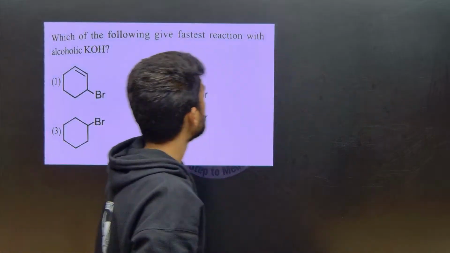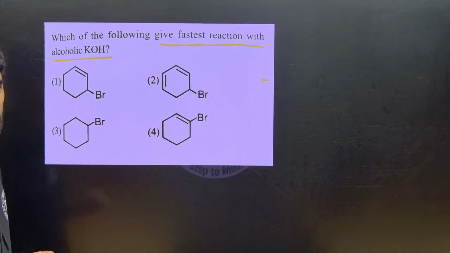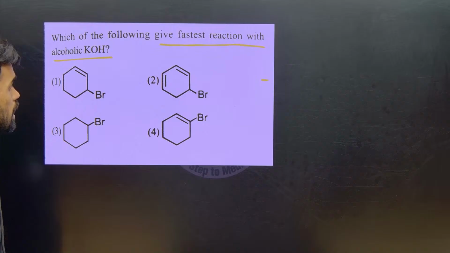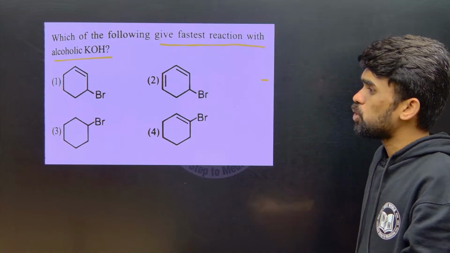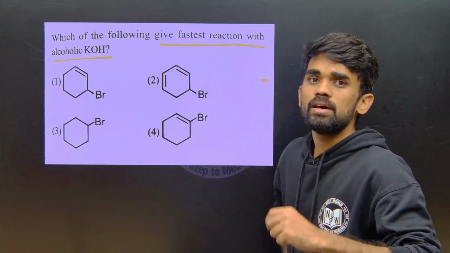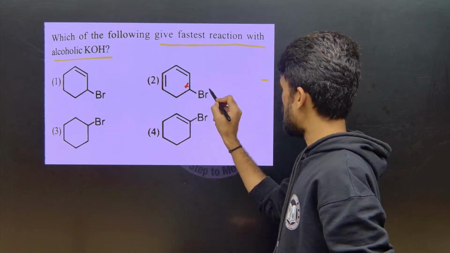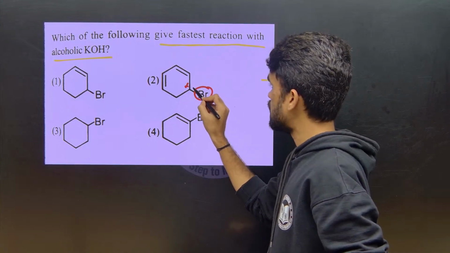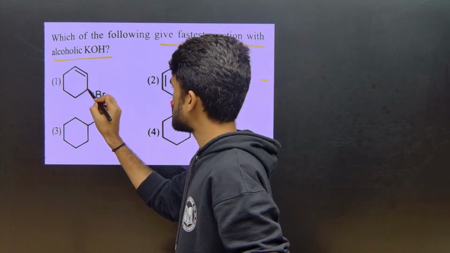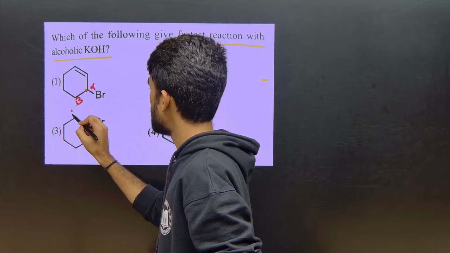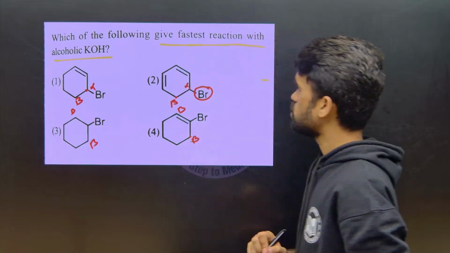Okay. Next, which of the following gives the fastest reaction with alcoholic KOH? So how can we answer this? Fastest reaction means the respective product should be more stable, then the reaction will be faster. Wherever we have halogen, that carbon is alpha carbon. The adjacent carbons we can consider beta, and if this is alpha, beta, again beta, beta. Here this is beta, this side also beta. Like this you need to identify.